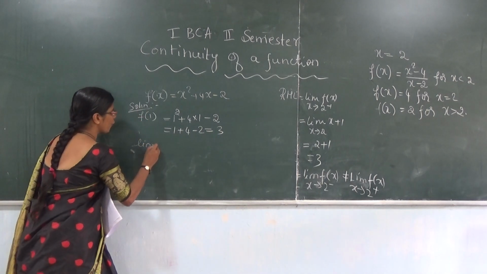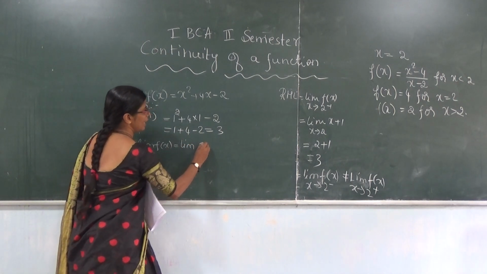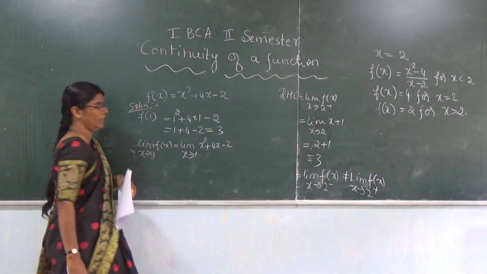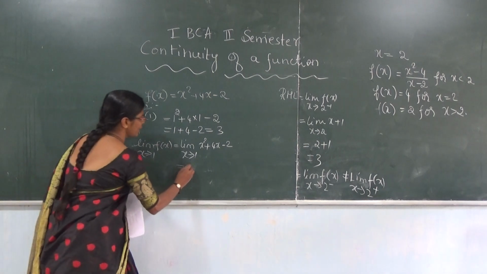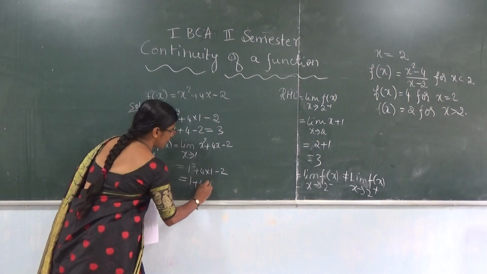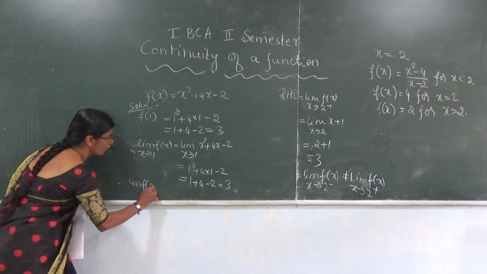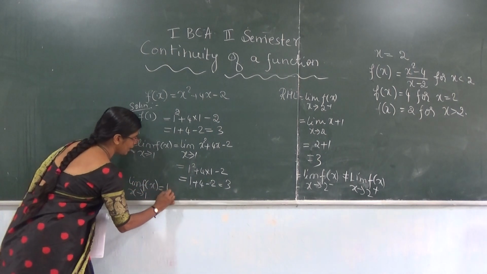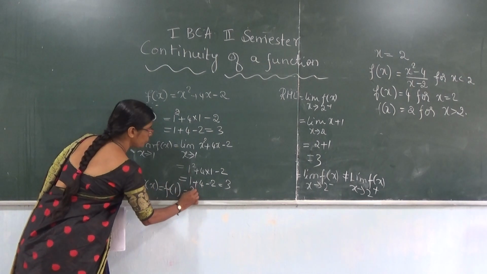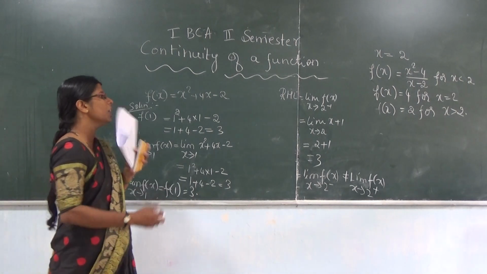Then limit of f of x as x tends to 1, that is limit of x square plus 4x minus 2 as x tends to 1. So that is 1 square plus 4 into 1 minus 2, that is 3. Therefore, limit of f of x as x tends to 1 equal to f of 1, that is equal to 3. Hence, f of x is continuous at x is equal to 1.